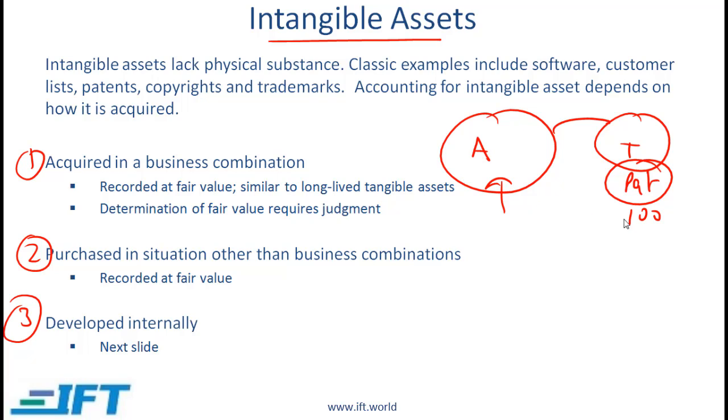And that's important because it is possible that the value of the patent on the books over here is equal to 0. Perhaps the patent was developed internally and there is no book value because all costs associated with the patent were expensed. So the book value would be 0. But if the fair value of the patent is 100, then when this patent is shown on the balance sheet of company A, it needs to be shown at fair value, which is 100.